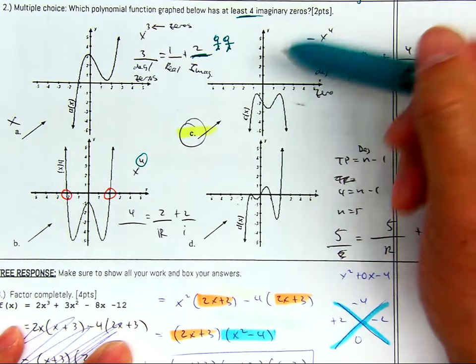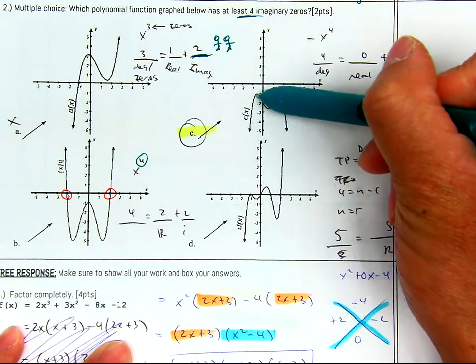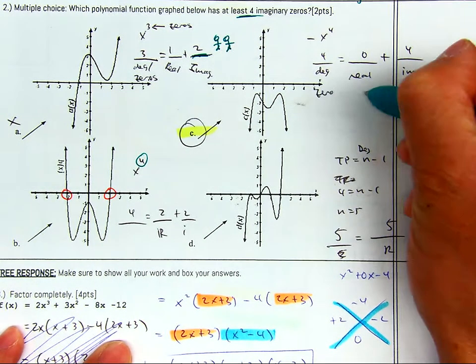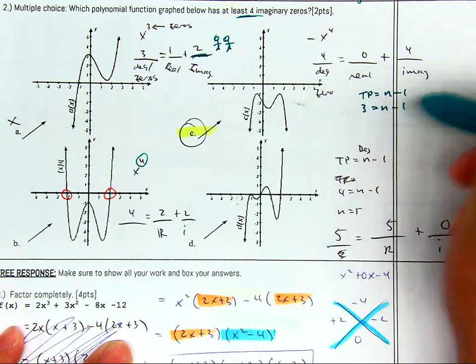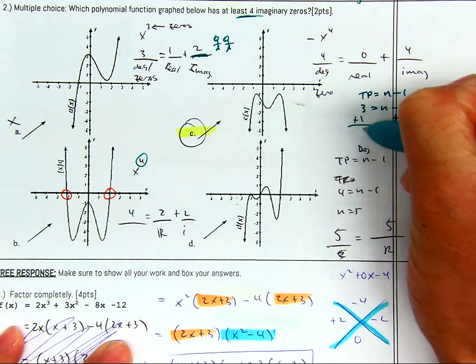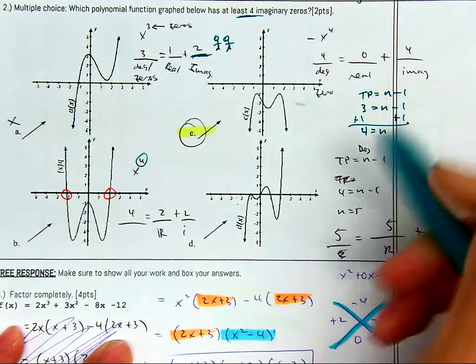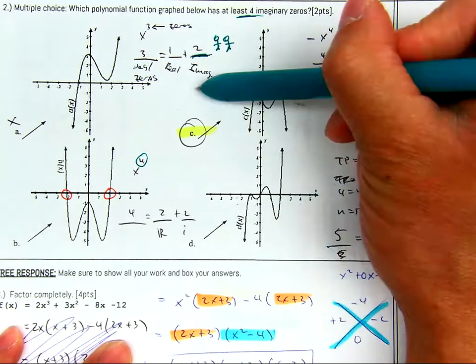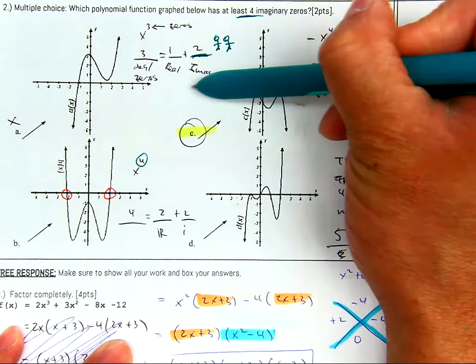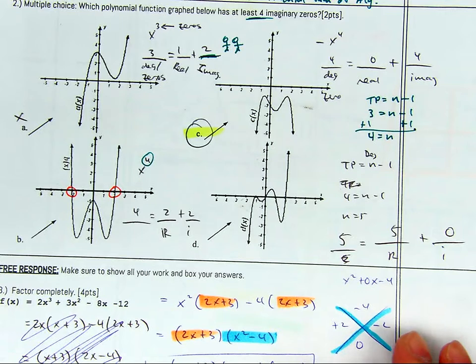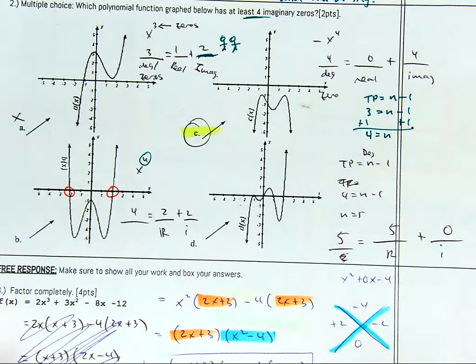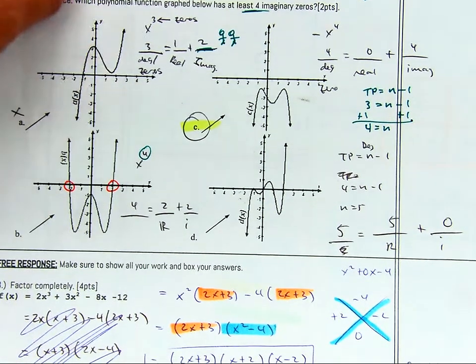If you look at this one, you can count the number of turning points. 1, 2, 3. So turning points equal n minus 1. 3 turning points is n minus 1. Add 1 to both sides, you have n equals 4. Now, can you see that this graph doesn't actually touch the x-axis? That's why your reals are zeros. Thank you. So your answer is C.